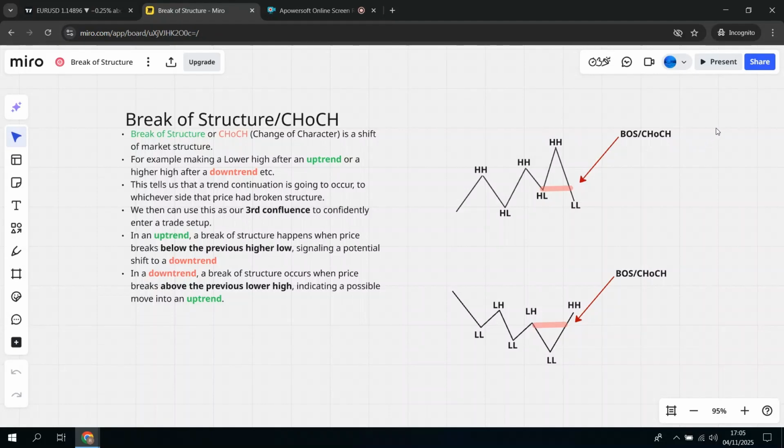Yo, everyone, welcome back to another video. Today is breaker structure, or you might see it as CHoCH, which basically means change of character.